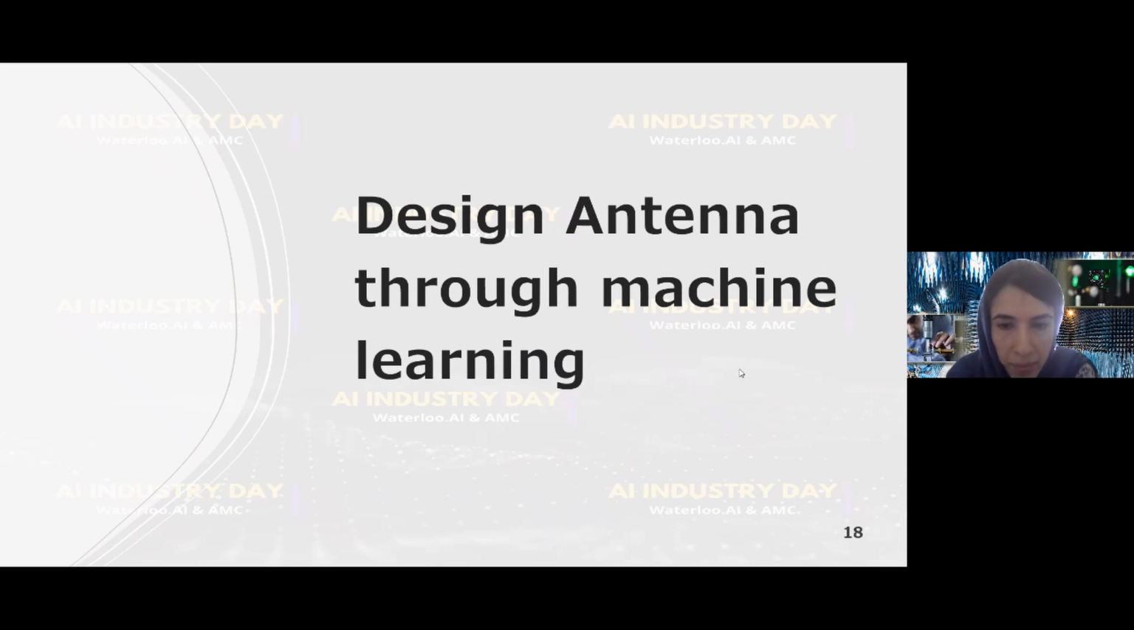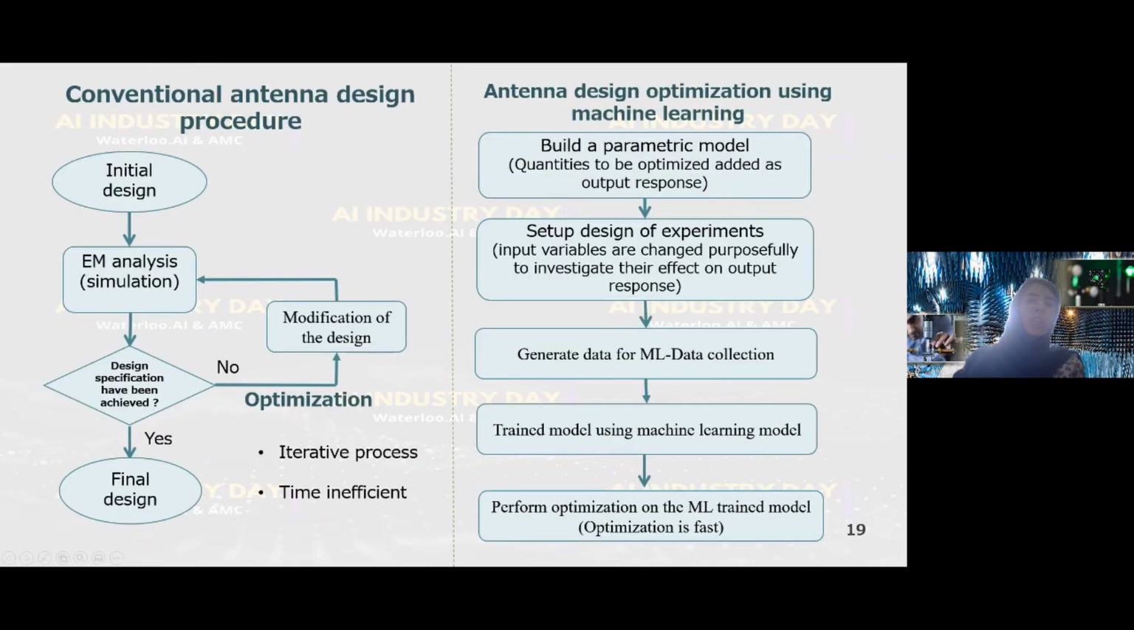Would you please go to the next slide, Milad? Okay, so in the conventional way, with the specifications, we go with an initial design or initial guess, and do some simulations with, for example, HFSS or FEKO simulators, and then we compare the results with the specifications. If it is not what we want, we have to modify the designs and then go again. So it's a very iterative process, and it's very time inefficient.